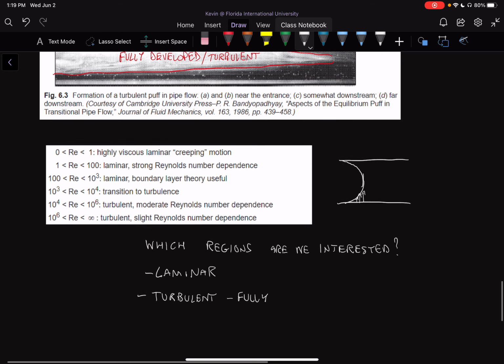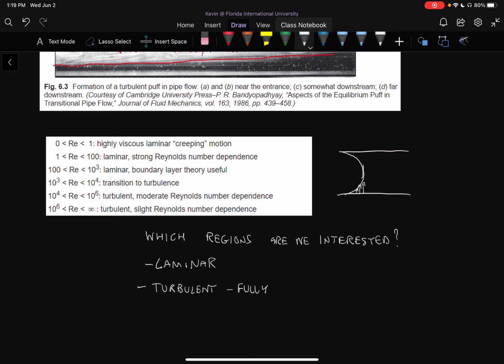The reason why we're interested in those two is because if you have, for example, a pipe that's very long, let's say it's 10 miles long, we're going to have turbulent flow within a 10 miles long pipe usually. So we're only interested in the turbulent flow. Even if at the entrance of the pipe we might have some transition from laminar to turbulent, it doesn't really have much of an effect on the whole flow of our pipe.